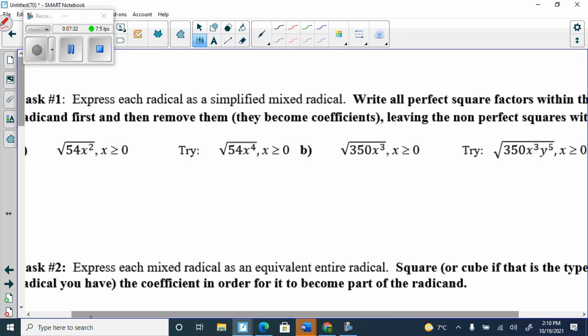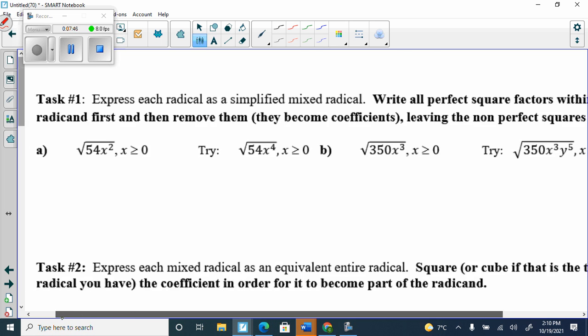So here it says, express each radical as a simplified mixed radical. Write all perfect squares within the radicand first, then remove them. They become coefficients, leaving the non-perfect squares with it. So, 54, what could I break that down into? Wait, what were we supposed to do? On the last one. No. So 54x squared, what can we break 54 down into? 6 and 9.